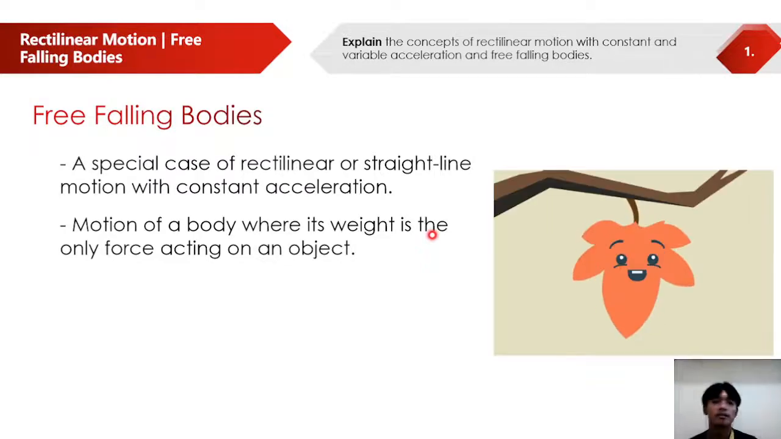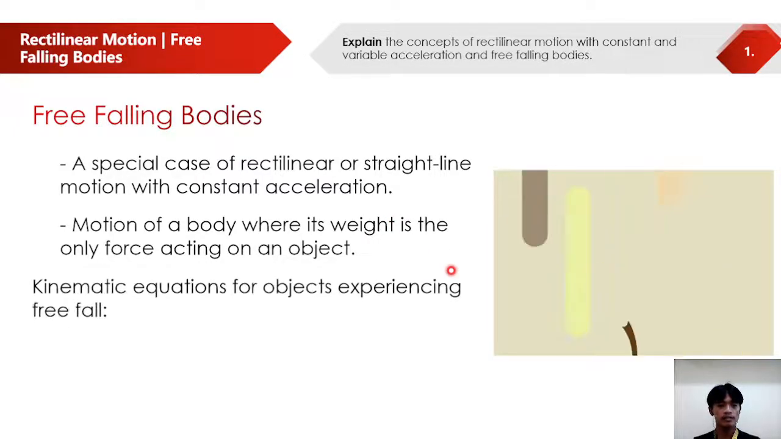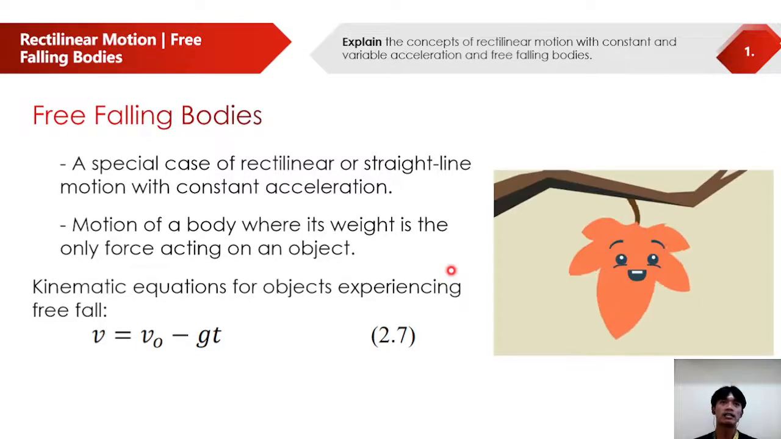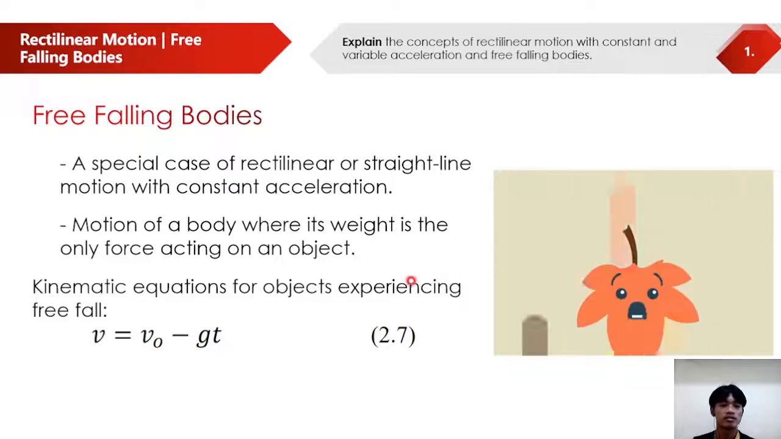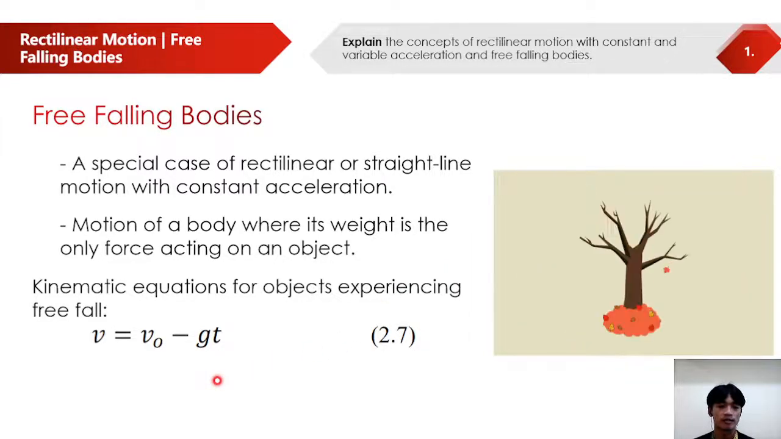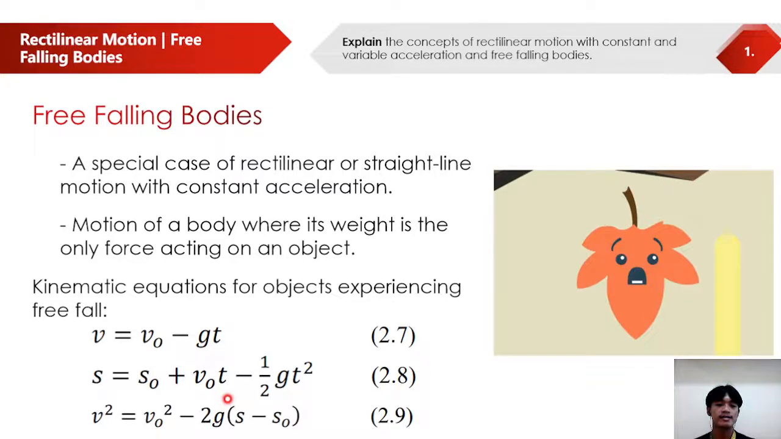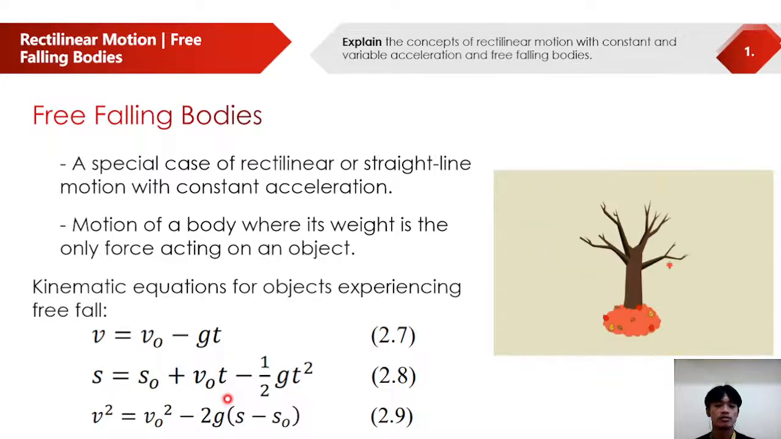Only its weight, that is really why it is moving. In the kinematic equation for an object experiencing free fall, you can use this formula, which is v equals v sub o minus g t. Basically, the constant acceleration a sub c there is replaced by g, since the constant acceleration here is experienced by gravity. So for equation 2.7, v equals v sub o minus g times t. s equals s sub o plus v sub o times t minus 1/2 g t squared. And lastly, v squared equals v sub o squared minus 2g times (s minus s sub o).